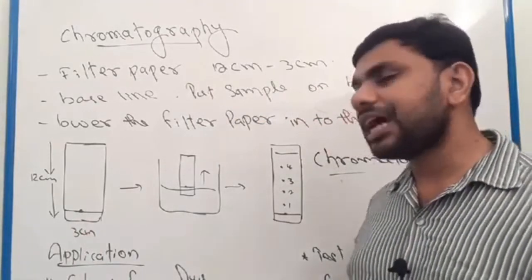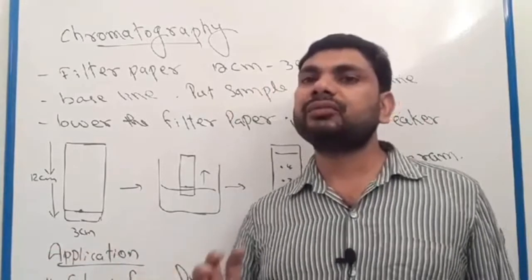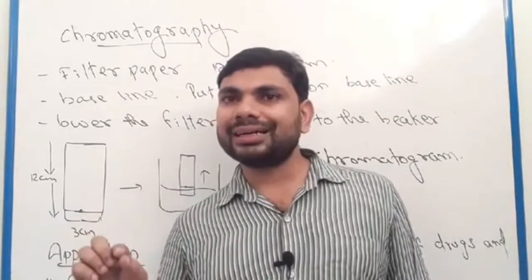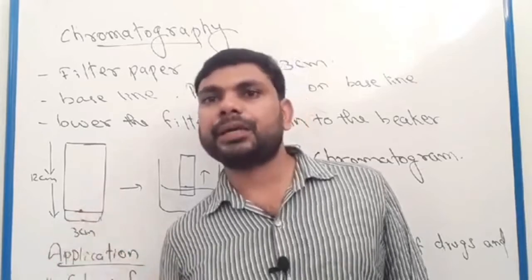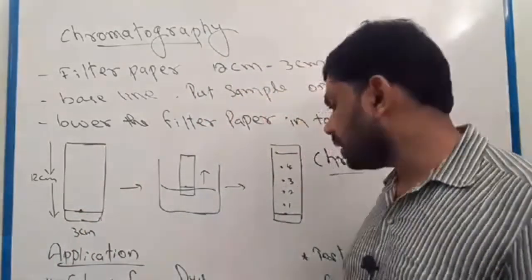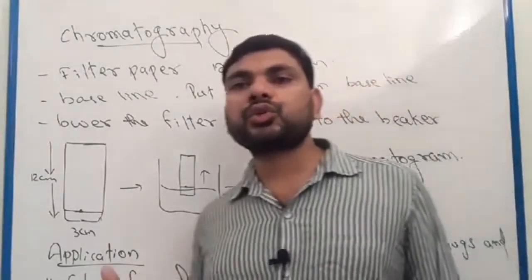Also, pigments from natural colors which contain different pigments. For example, chlorophyll contains a natural green pigment. We can separate this pigment with the help of chromatography. So these are the different applications of chromatography.